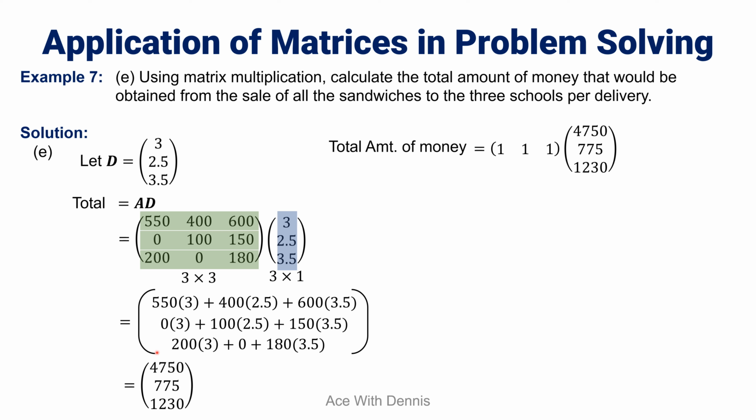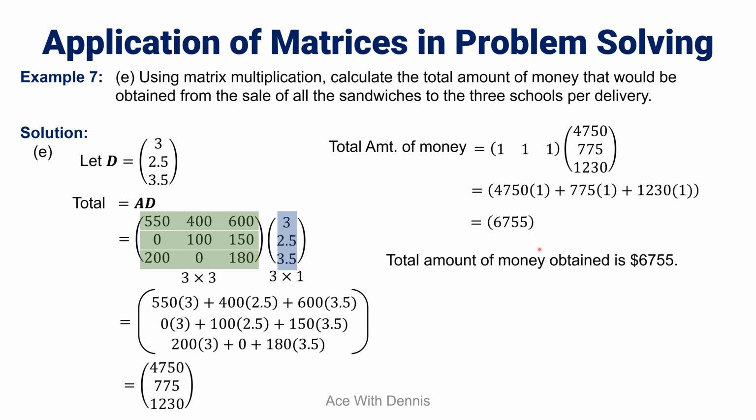We want to find the total amount of money. Then we have to multiply this matrix with this matrix, where this matrix comes first, followed by this matrix, so that we can add all these numbers together, which will have 4,750 times 1 plus 775 times 1 plus 1,230 times 1. Add everything together, we have 6,755. Hence, the total amount of money obtained is $6,755.